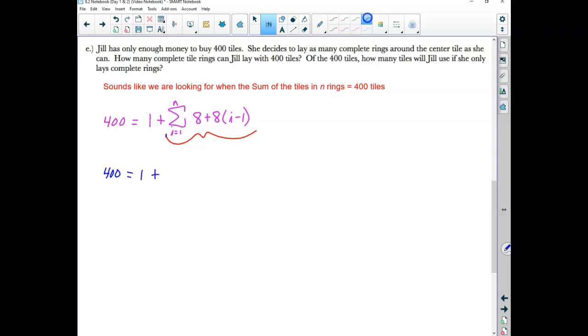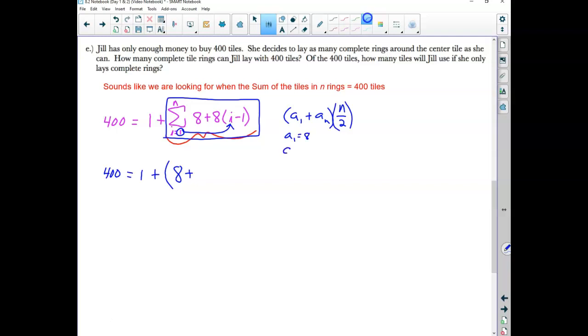Well, yesterday we learned how to find this sum. Remember, that sum was found by taking my first ring plus my last ring, times the number of rings, divided by 2. Okay, well, what is my first ring? Well, my first ring comes from putting that lower limit in there. 1 minus 1 is 0, times 8 is 0, plus 8. So my first ring is 8. That's my a sub 1. A sub 1 equals 8.